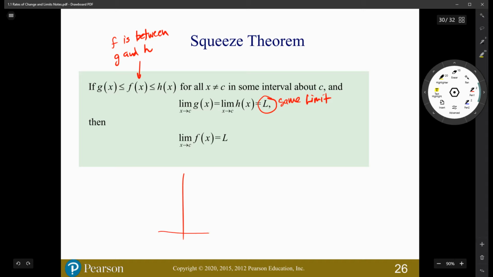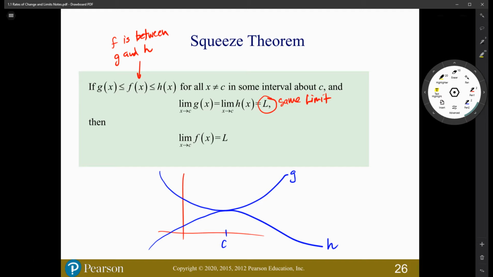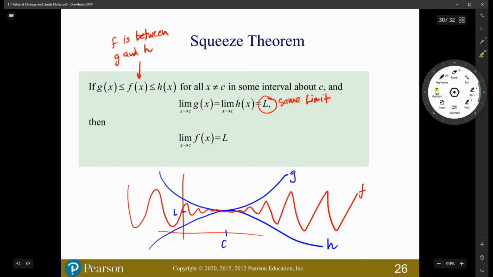I'm going to take a look at this one more time, guys. So if we have some function g, and it lives in an interval containing c, and we have some function h, and it lives in the interval containing c, and both of those have the same limit. And if we can squeeze our function in between them, well, then our function f has the very same limit.